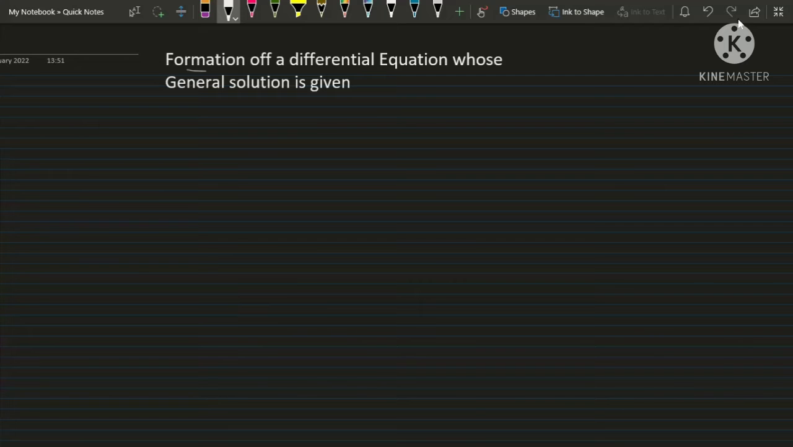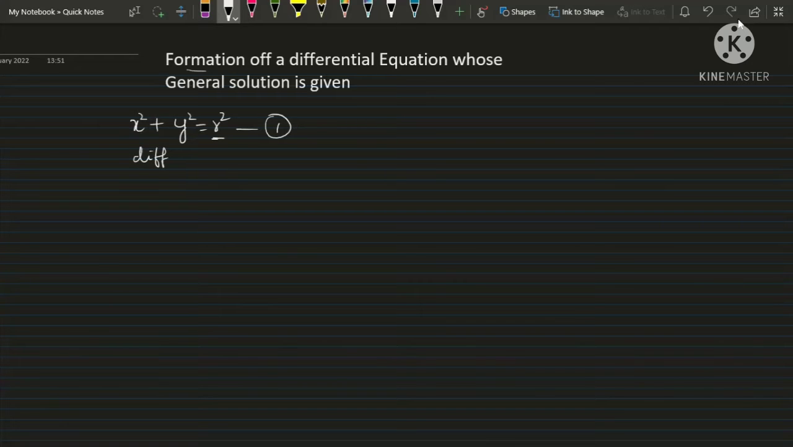Okay. Now to explain this one, I will take an example here. x square plus y square is equal to r square. Okay. Now what it represents? It represents the equation of a circle whose radius is r, center is at origin. Now I will differentiate this one.